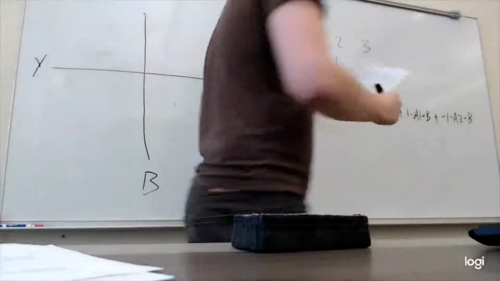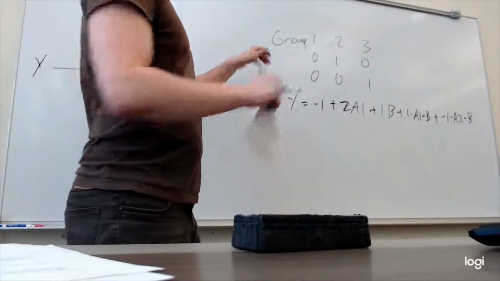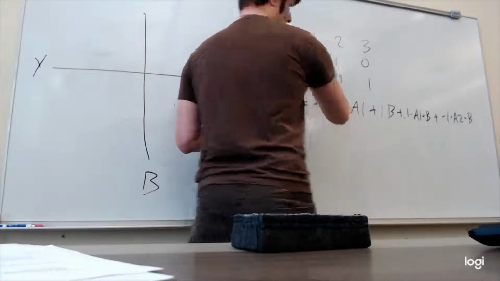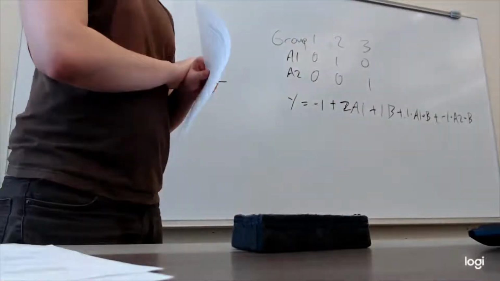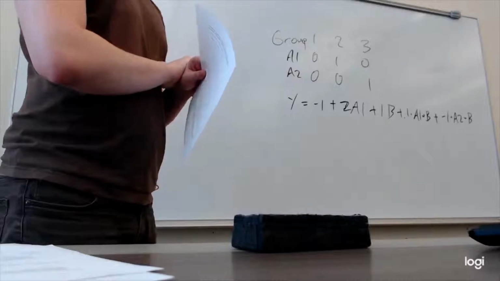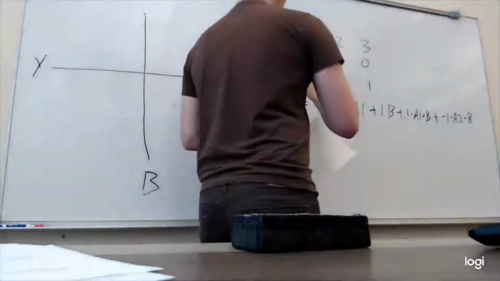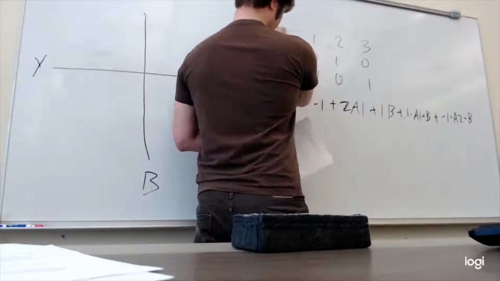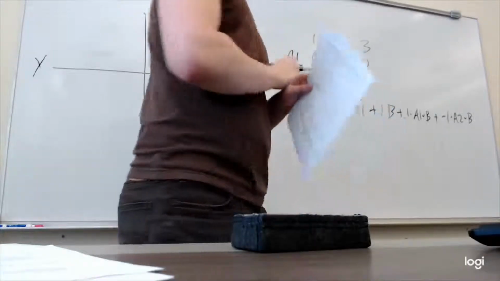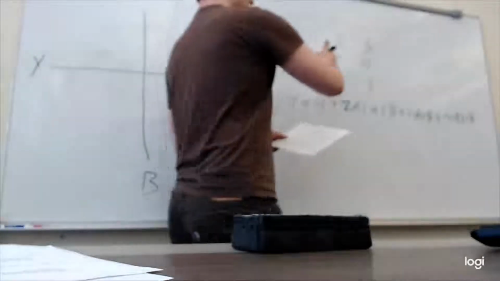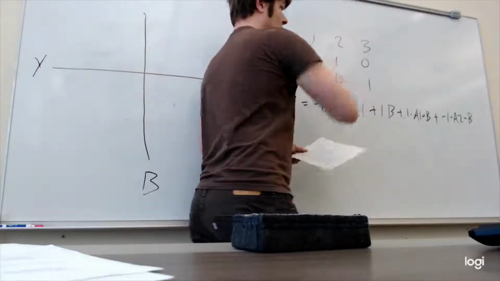So first things first, what does A1 represent? Group 1 versus group 2. What does A2 represent? Group 1 versus group 3. And group 1 is our reference group.